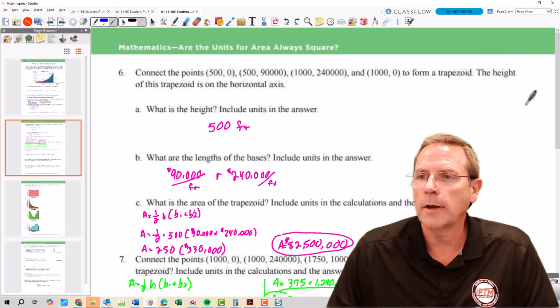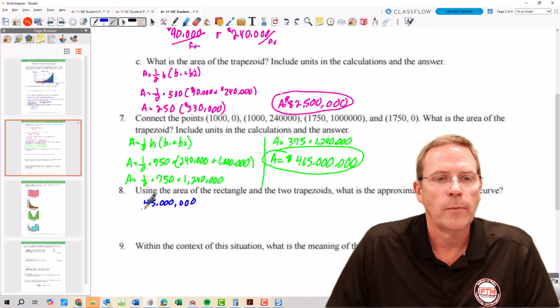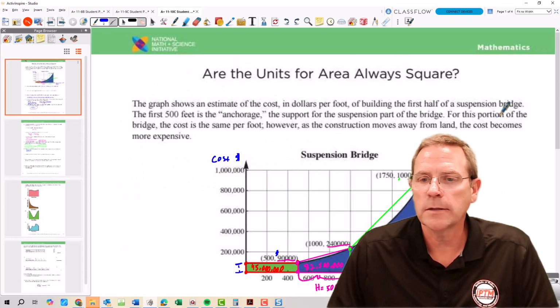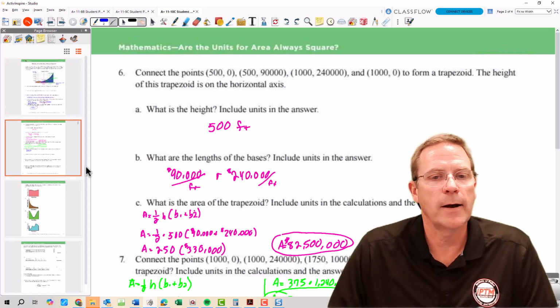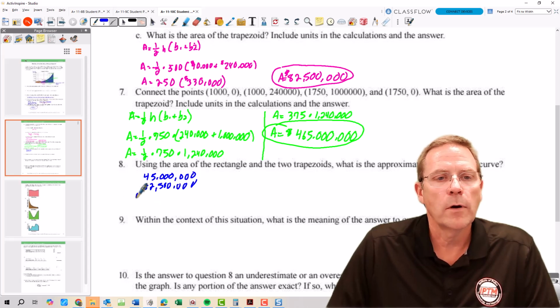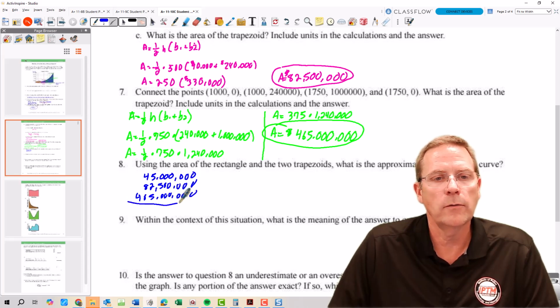82,500,000 is our next section. So we're going to take and do 82,500,000. And then from there, we had the last section, which was 465 million. So I'm going to plug that in right here. 465 million. And we have to add all those values together.